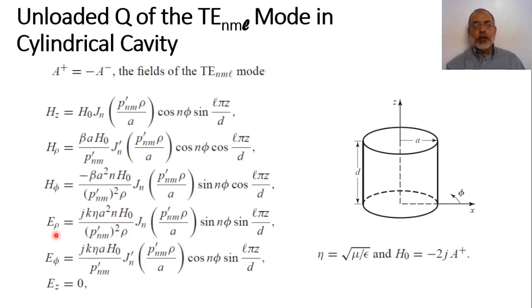E rho is given by jk eta. k here is the wave number of the material inside the cavity, which is given by omega square root mu epsilon. Eta is the intrinsic impedance of the medium inside the cavity, which is the square root of mu over epsilon. a squared n H naught over p dash nm squared over rho multiplied by Bessel function of order n, p dash nm rho over a, multiplied by sine n phi, sine l pi z over d. Finally, E phi is jk eta a H naught over p dash nm multiplied by J dash n of p dash nm rho over a, cosine n phi, sine l pi z over d.